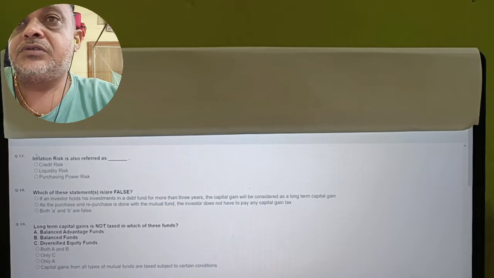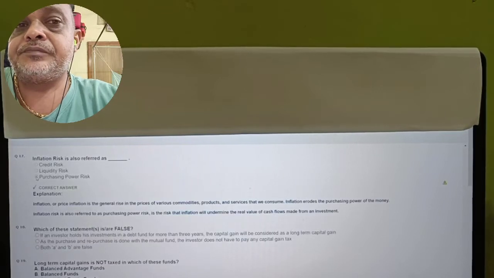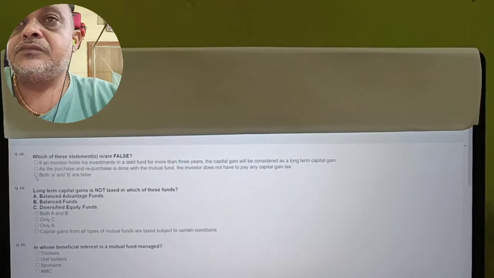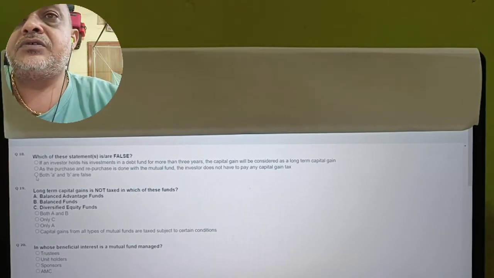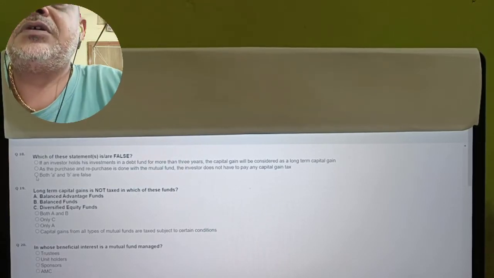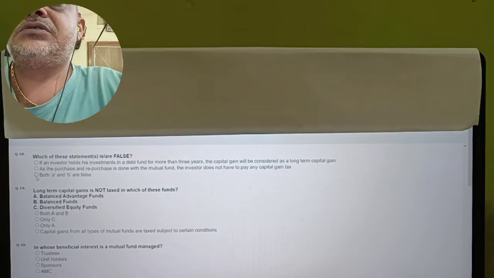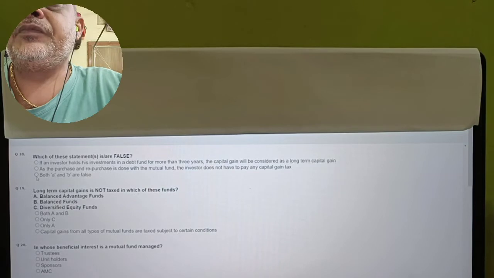Inflation risk is also referred to as credit risk, liquidity risk, purchasing power risk. Purchasing power risk. Which of these statements is false? If an investor holds his investment in debt fund for more than 3 years, the capital gain will be considered as long-term capital gain. As the purchase and repurchase is done with mutual fund, the investor does not have to pay any capital gains.